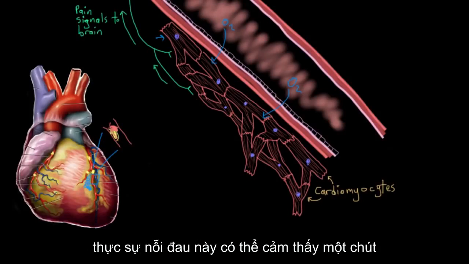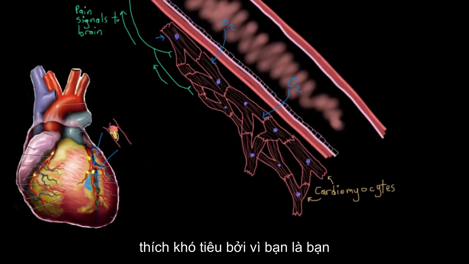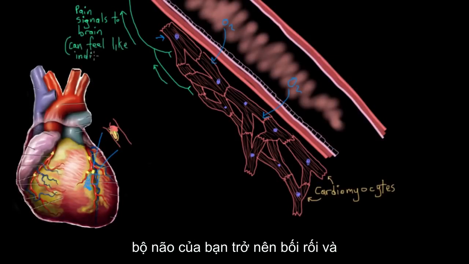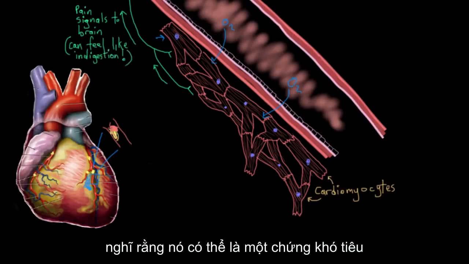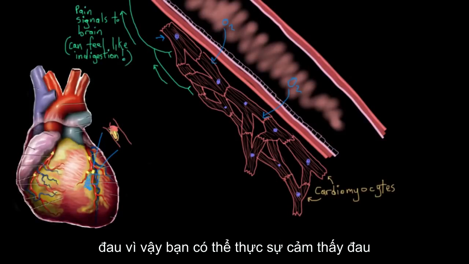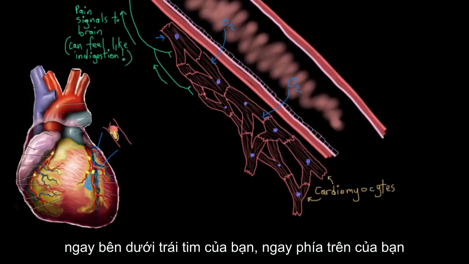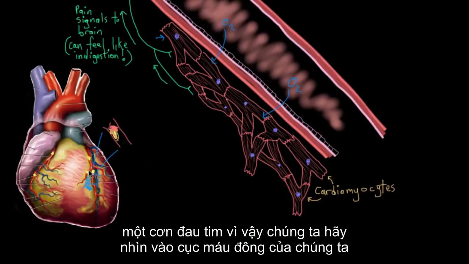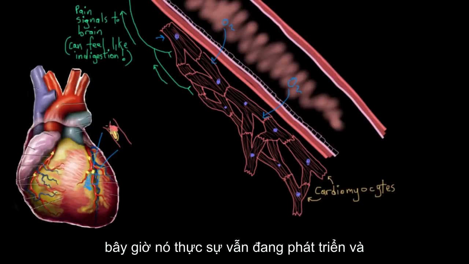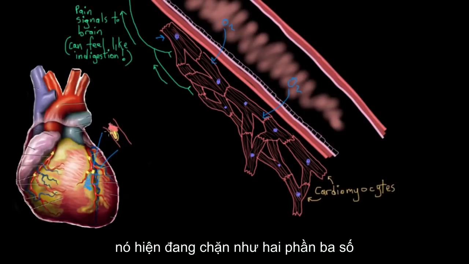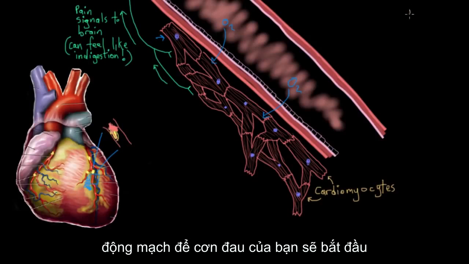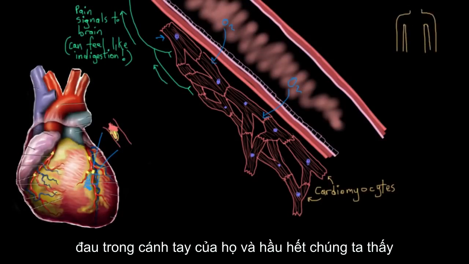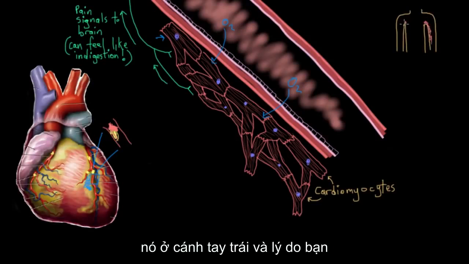And actually this pain can feel a bit like indigestion because you're not really used to pain like this. So your brain kind of gets confused and thinks it's maybe an indigestion pain. So you might actually feel the pain just below your heart, right above your stomach. So this is actually the start of a heart attack. So let's look at our clot now. Well, it's actually still growing, and it's now blocking like two thirds of the artery. So your pain will start to get worse. And some people might start to get pain in their arms, and mostly we see it in the left arm.